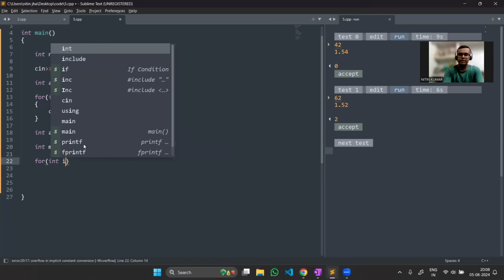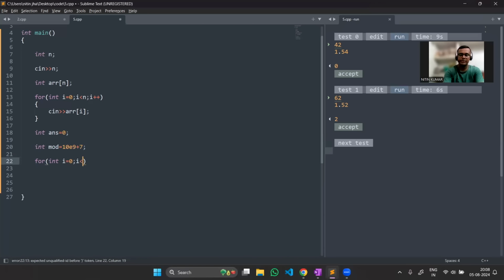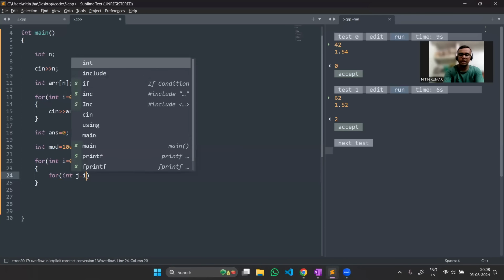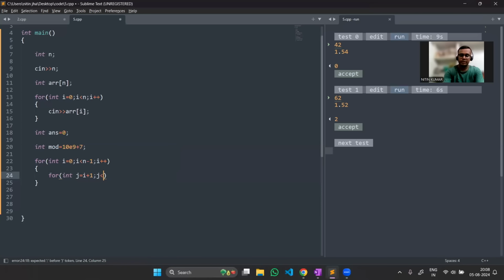Int i equal to 0, i less than n minus 1, and i plus plus, and then again for int j equal to i plus 1, j less than n, and j plus plus. Now we are going to check every pair starting with that particular index i, and then we are going to take the sum of it also.